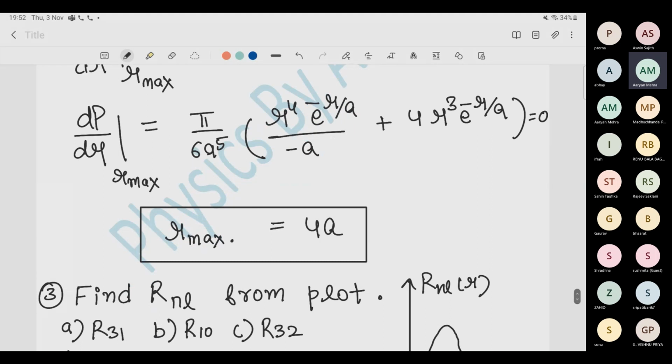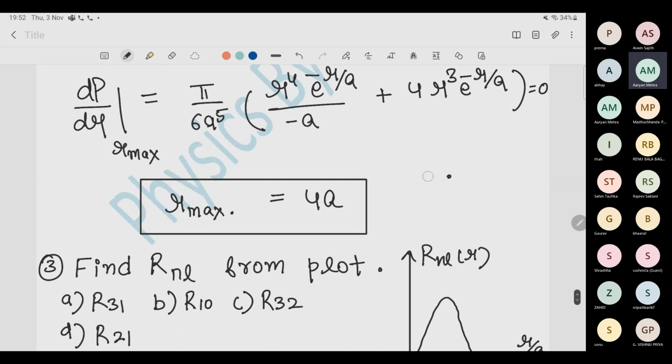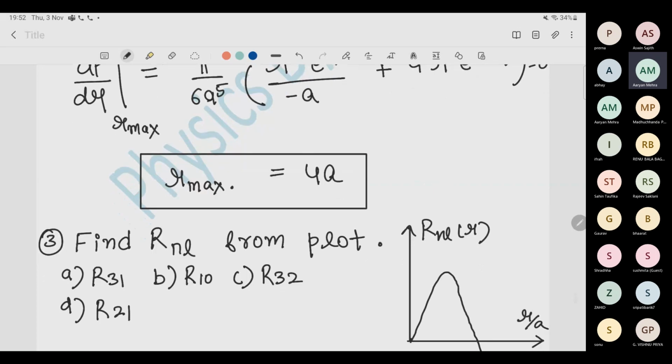So you actually find that when your electron is in n equals 2, l equals 1, the maximum probability where it can be found is at 4a. These kinds of questions come in GATE, NET, JEST, every exam.